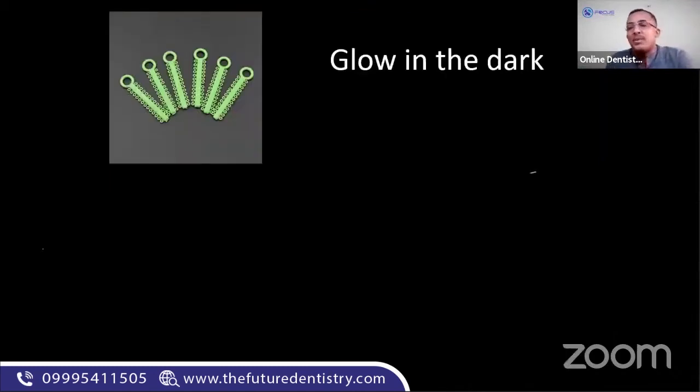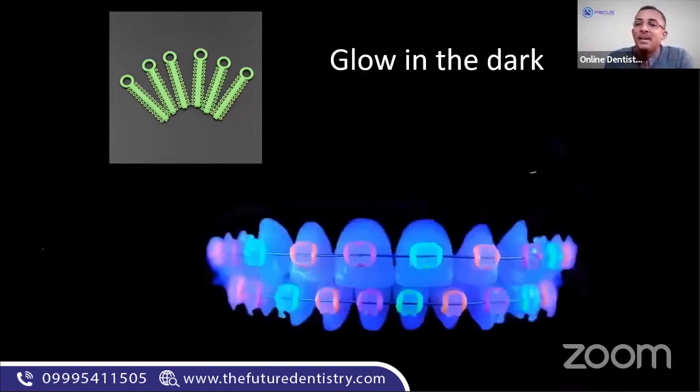And there is a new stuff called glow in the dark modules also available. With glow in the dark, you put these modules, ask the patient to go home at night, 12 a.m., switch off all the lights in the room and come in front of the mirror. It'll look like everything will glow like this. All sorts of innovations are going on in this one concept called elastic modules.